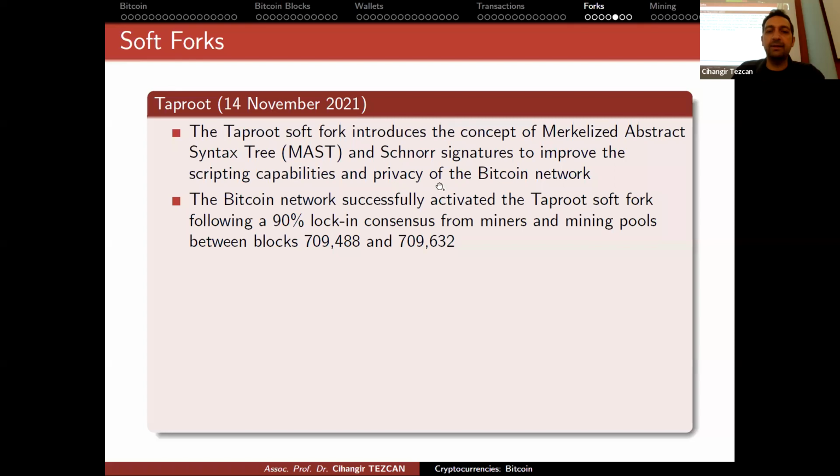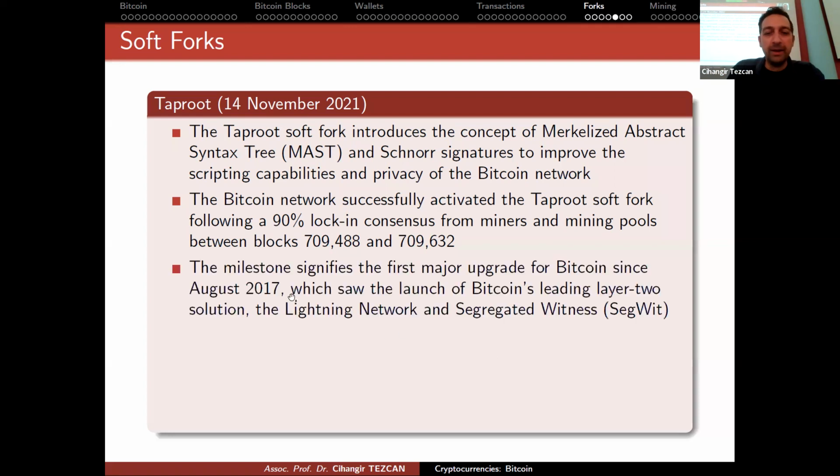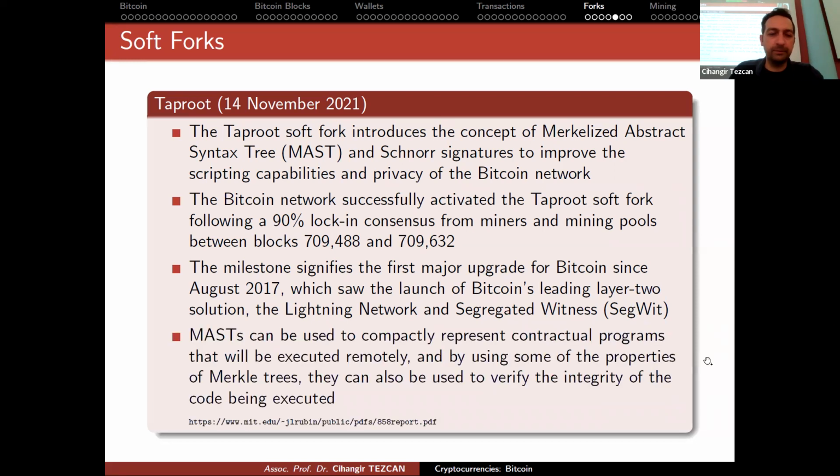Of course, the new properties like Schnorr signatures and so on can be used after it became effective at this date. So this kind of upgrade actually affects the prices of cryptocurrencies. So you can check Ethereum and Bitcoin upgrade dates and see how it affects the prices. But since this is not a course where I'm going to give you investment advice, I'm not going to talk about it. The milestone signifies the first major upgrade for Bitcoin since August 2017, which saw the launch of Bitcoin's leading layer 2 solution, the Lightning Network, and segregated witness.